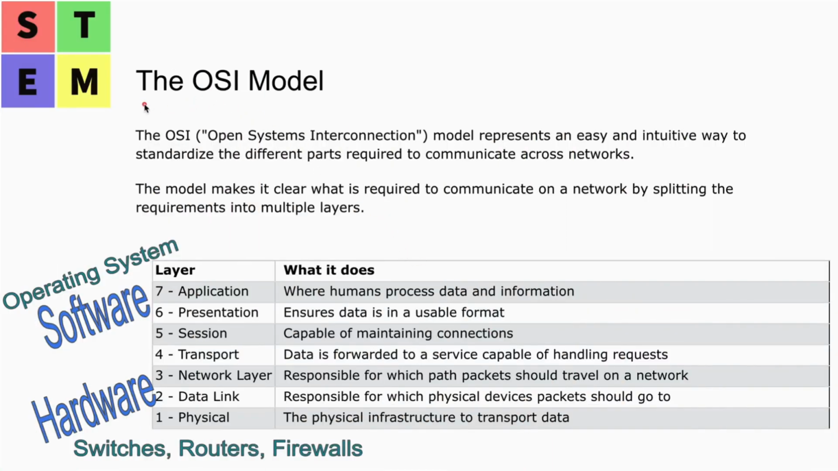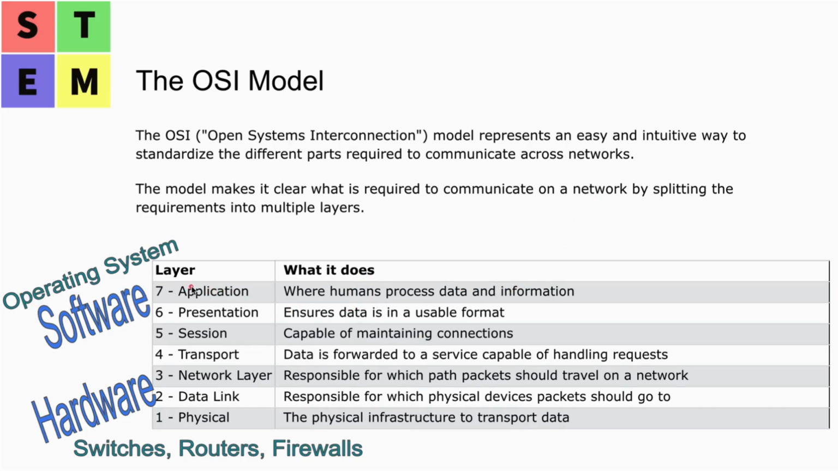Let's take a look at the OSI model here. OSI stands for Open System Interconnection. The model represents an easy and intuitive way to standardize the different parts required to communicate across networks. So here's the definition. So what does that mean?